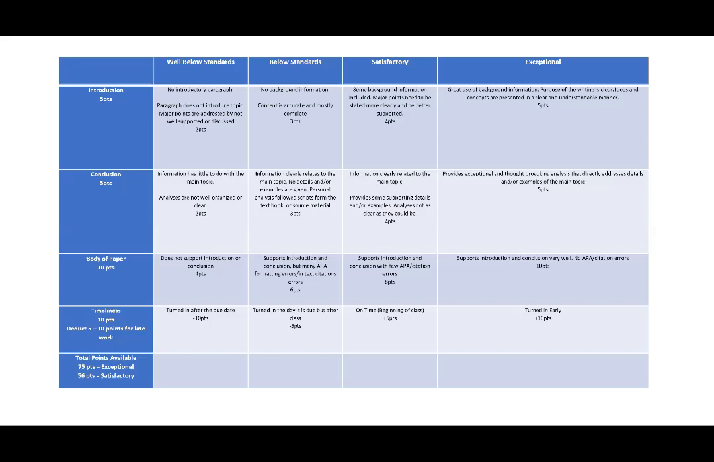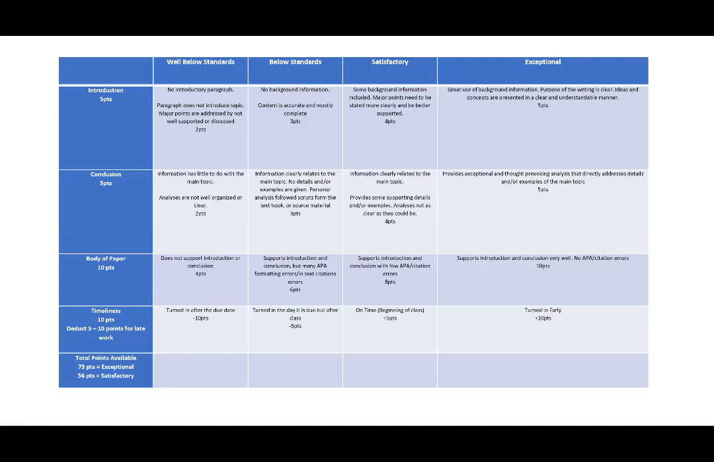Could be 2 or 3 pages. So if the body of your paper, which is going to be worth 10 points, does not support the introduction or the conclusion, I read the introduction, I read the conclusion, then I read the body, and it's like, where did this come from? I don't actually think that or say that, but you would get 4 points. If I put you up to satisfactory, it says the body of your paper does support the introduction and conclusion, and you have few APA or citation errors.